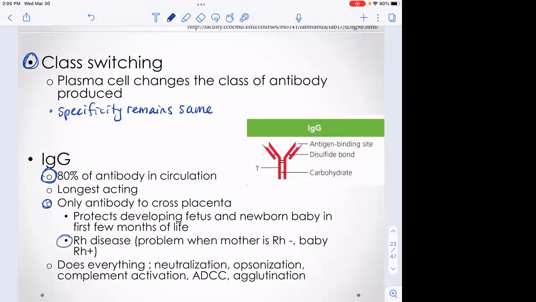these IgG antibodies, the structure there looks very similar to the B cell receptor. They function in all those different functions of antibodies.